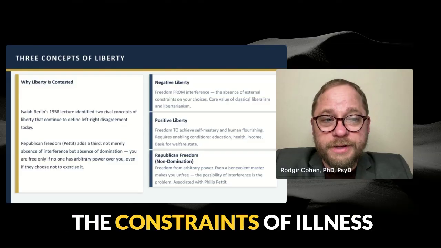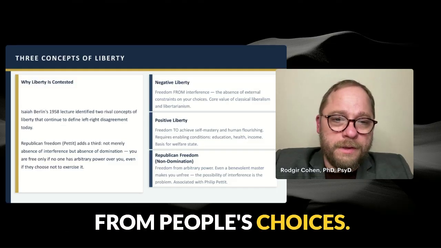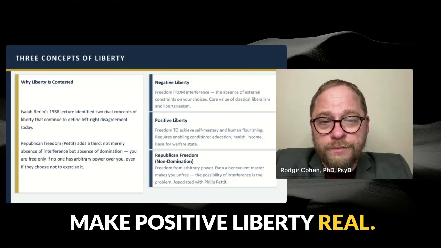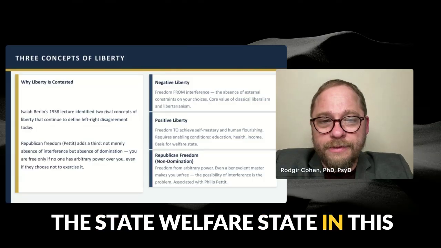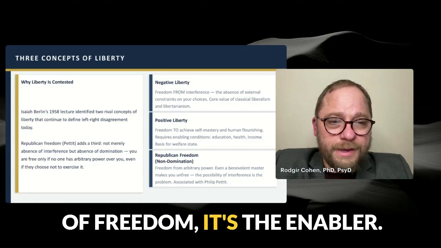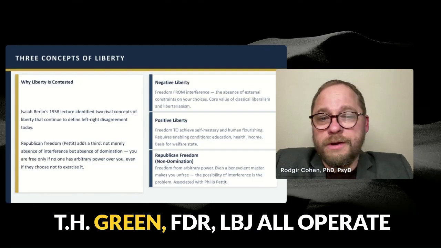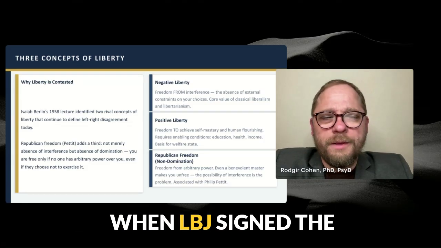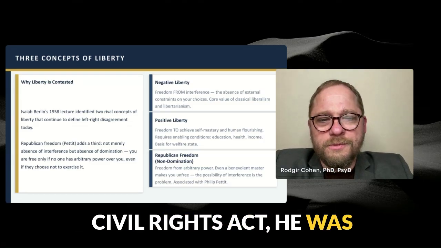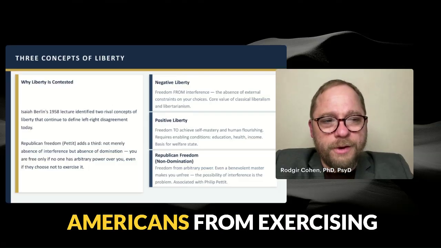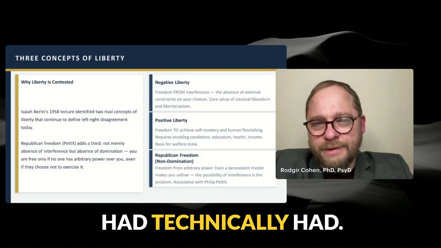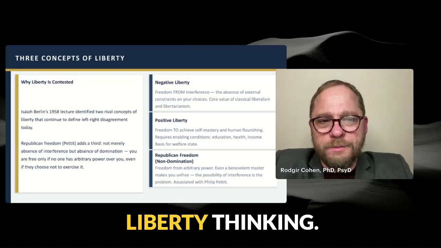Public health care removes the constraints of illness from people's choices. Progressive taxation funds the programs that make positive liberty real. The welfare state in this framework is not the enemy of freedom, it's the enabler. T.H. Green, FDR, LBJ all operate within this framework. When LBJ signed the Civil Rights Act, he was removing constraints that prevented Black Americans from exercising the formal freedoms they had technically had. That's positive liberty thinking.